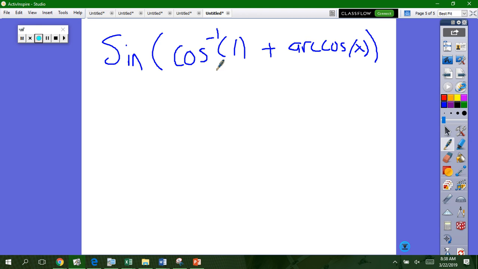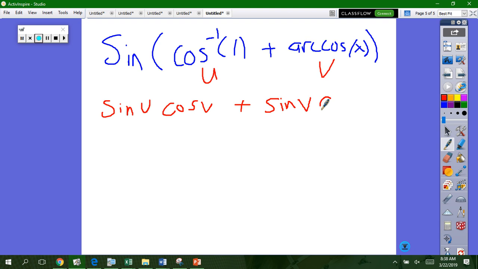I'm going to replace this. Isn't this just an angle? When I see an arc cosine or an inverse cosine, aren't they angles? Correct? So I'm going to just call him U right now because that's the angle, and I'm going to call him V because to me it's just easier. So I want to know the sine of U, the cosine of V, plus the sine of V and the cosine of U.